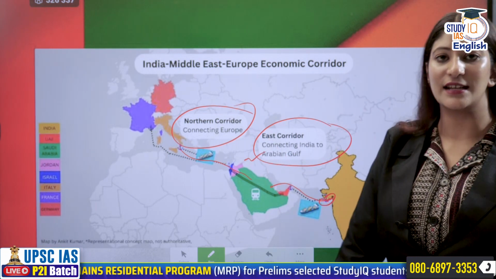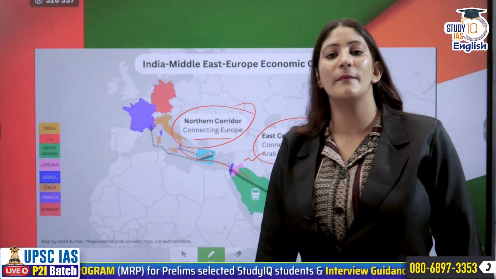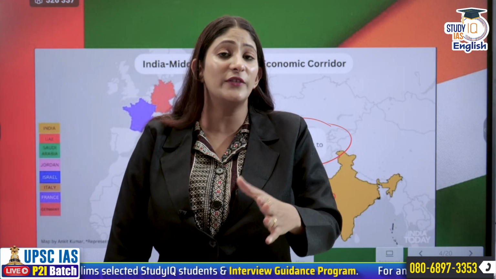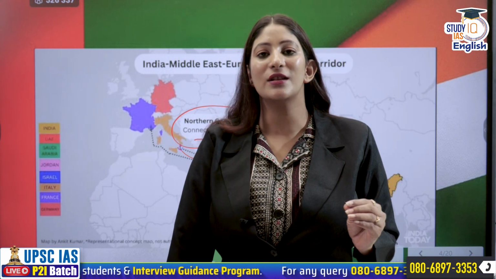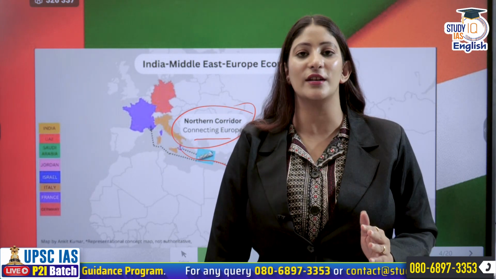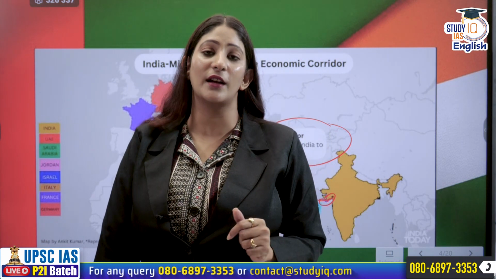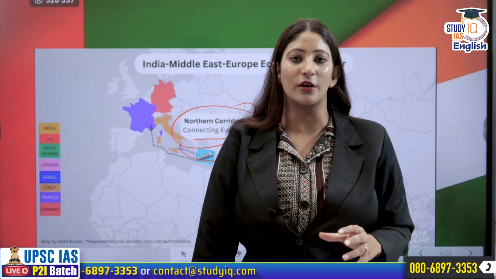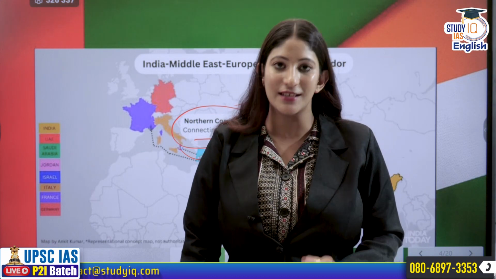East Corridor will connect India to the Gulf countries and Northern Corridor will connect Europe. So this will become a part of the transition, or we can say the shifting, of the global world order right now. This is also being touted as the modern spice route because in earlier times, Arab traders and other traders used to take this particular route to trade in spices, specifically from India and the rest of South Asia. So, the India, Middle East, Europe corridor gives India a lot of heft in the current geopolitical situation.